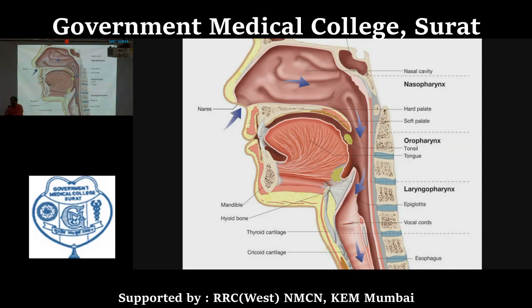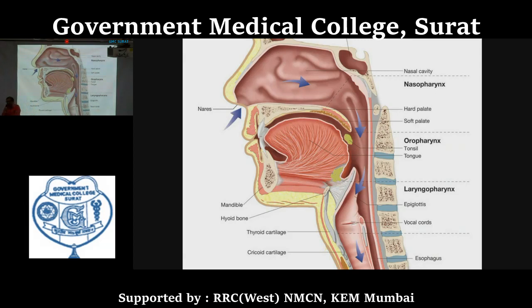Now you can see the lateral wall. This one is the lateral wall. The lateral wall possesses certain important structures. Here one can get an opening, which is known as the tubal opening. Why is it a tubal opening? Because it is the opening of the eustachian tube. It is the pharyngeal opening of the eustachian tube. That's why it is known as the tubal opening.